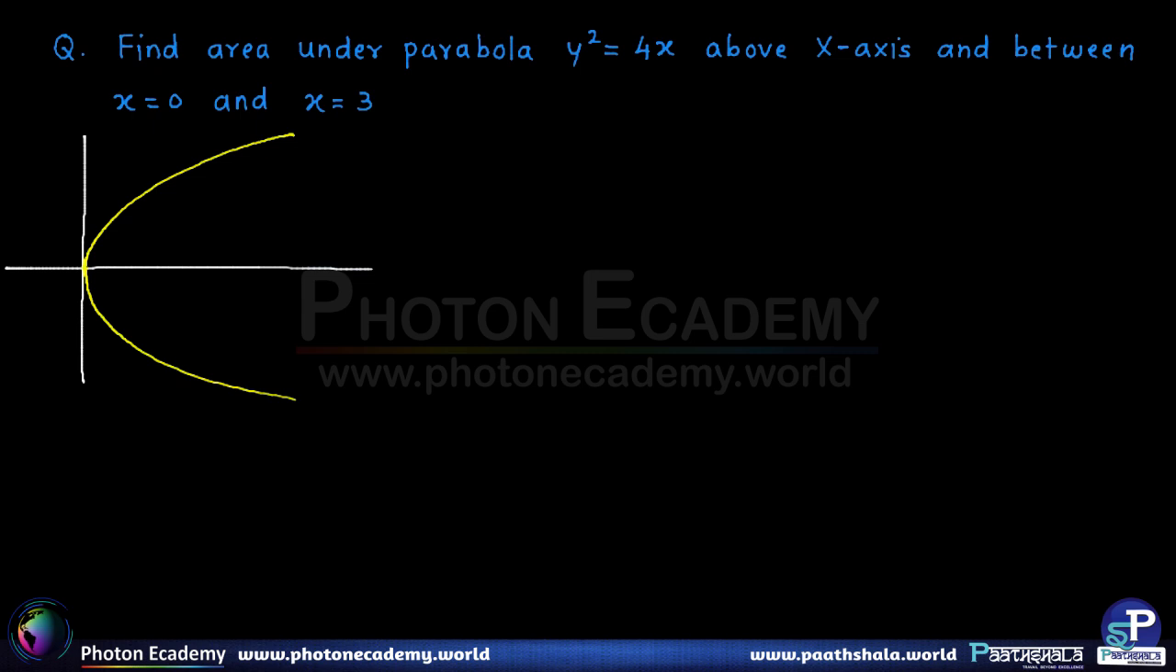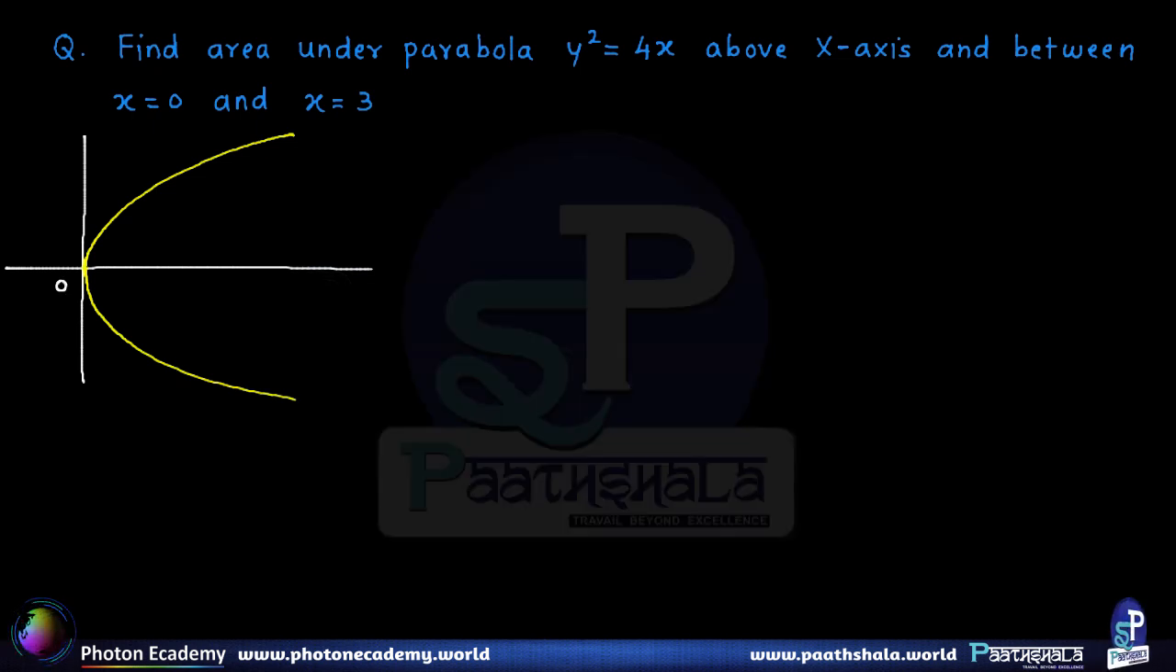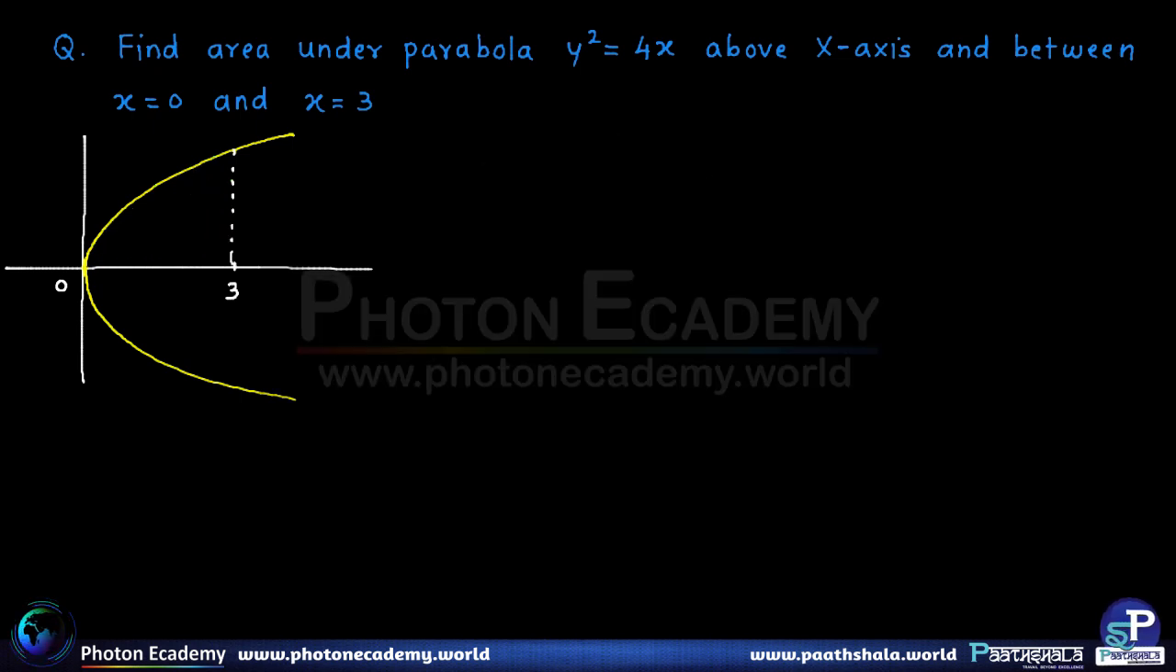And we have to find the area below the parabola between the limits x equal to 0 and x equal to 3, correct? So the area that we want to actually calculate is this particular shaded area. So to get that area, let us consider the thin vertical strip.